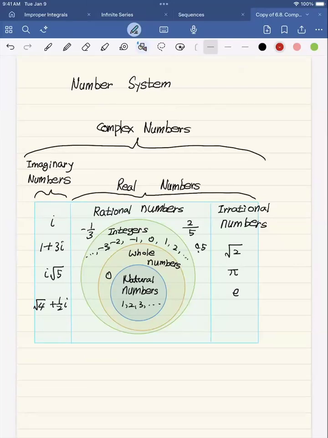Let's review the number system. The smallest number system is natural numbers. Natural numbers consist of 1, 2, 3, 4, and all positive countable numbers, and whole numbers include 0. Integers include negative numbers. So -3, -2, -1, 0, 1, 2, and so on.